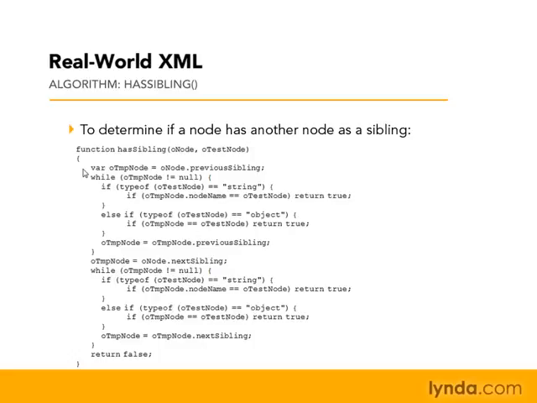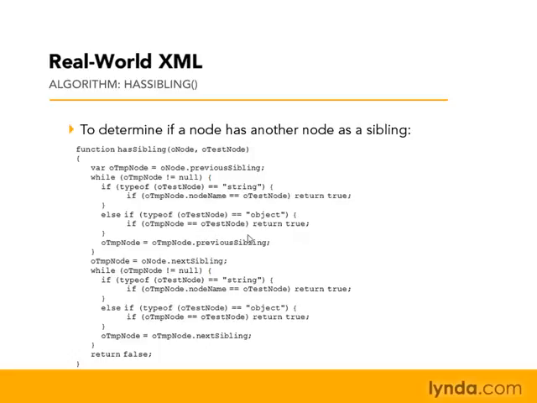We start off declaring a temporary variable that holds the previous sibling of the node that we are looking at. So the first thing we're going to do is search to the left. Then we're going to search to the right if we don't have any matches. So while we have a node to compare against, we check to see if the type of argument that we were given for test node is a string. And if it is, then we compare the node name against the test node. Otherwise, if it's an object, we're looking for a specific instance. In that case, we compare the two objects together and return true if they match.